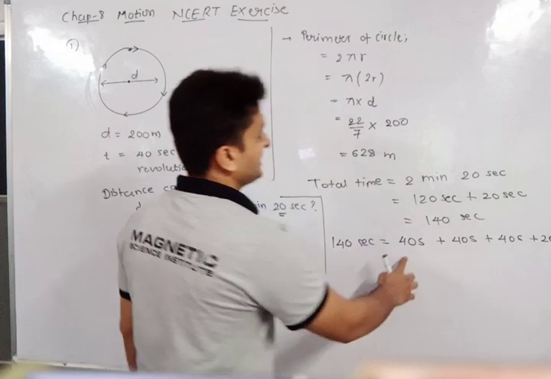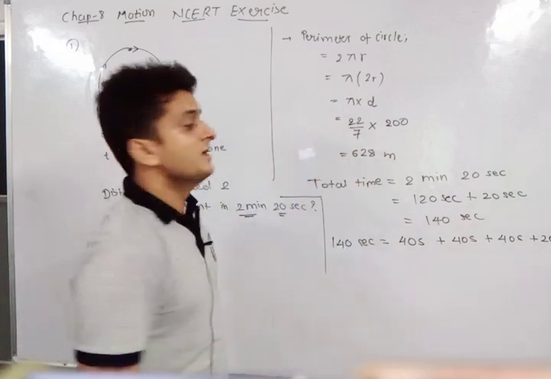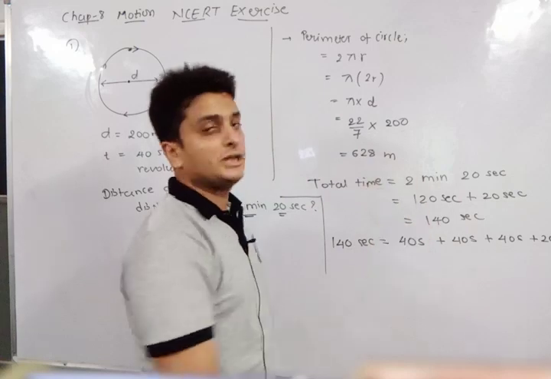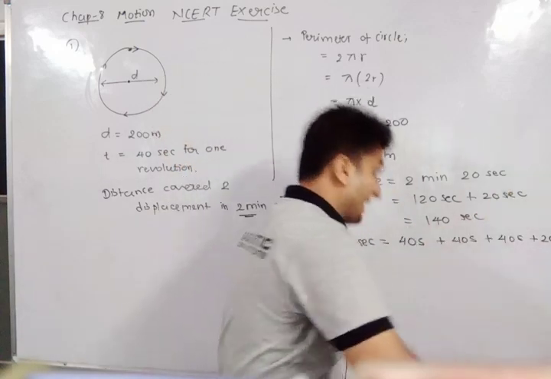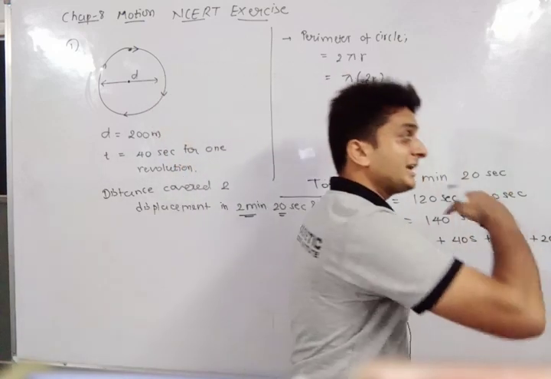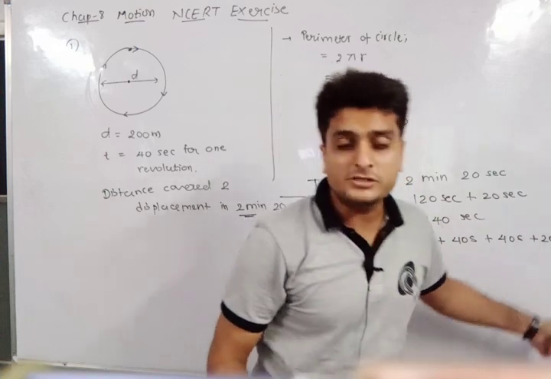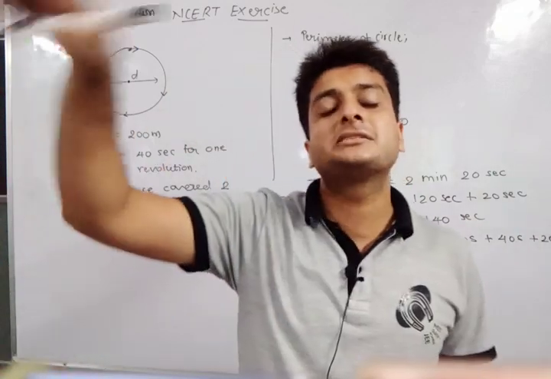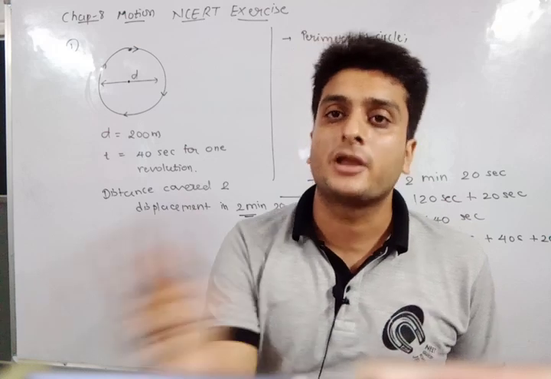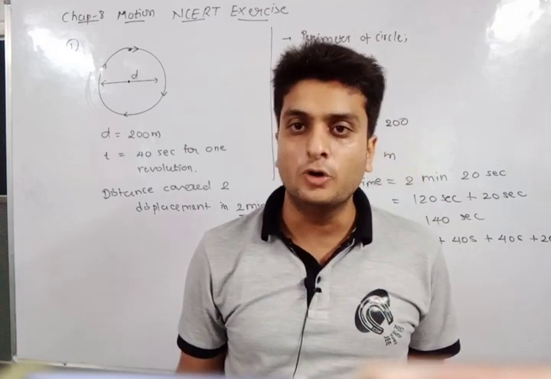Now 40 second means one rotation. Next 40 second, again one rotation. Next 40 second, again one rotation. And 20 second is half rotation. Because in 40 second it runs a complete circle, so in 20 second it will run half circle. Obviously. Yes or no?